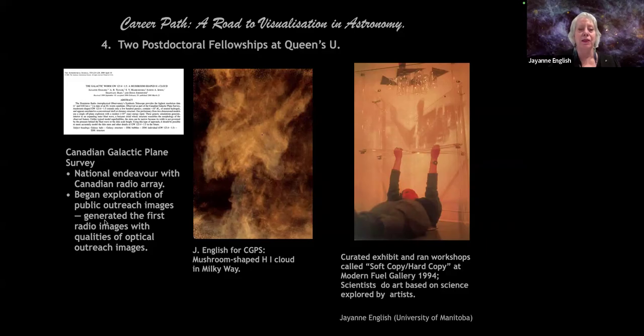And this is when I started to explore making public outreach images. These are the first radio images that aren't contour plots, but rather have the qualities of optical outreach images. And I started to do that to describe my research. So here's a mushroom-shaped cloud, which theorists thought had to have a whole cluster of stars in the plane of the Milky Way to create something like this. And instead, we modeled it as if there was one single supernova explosion above the disk of our galaxy, and that could, we found, create this mushroom-shaped cloud.